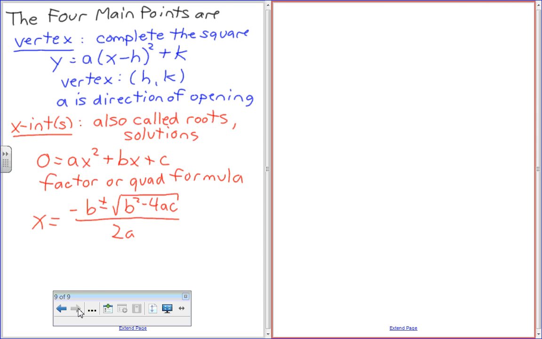I put x-intercepts because it could be 2. That's the double point for the 4 points method, points number 2 and 3. Our last point is going to be the y-intercept.